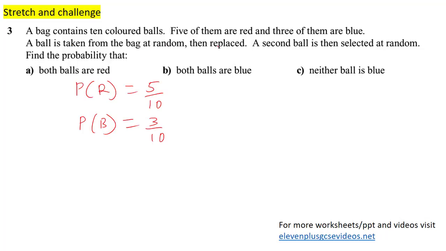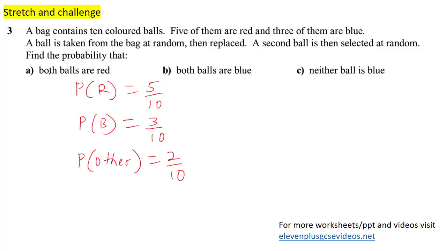Okay. Now a ball is taken from the bag at random, then replaced. A second ball is then selected at random. Find the probability that both balls are red. Now we forgot the other balls as well, so let's call them other. We don't know whether they're pink or something. That's going to be 2 out of 10 because so far I've got 8. 5 plus 3 is 8 out of 10. So that means that the leftover are 2 out of 10. That's something that we need to understand first.